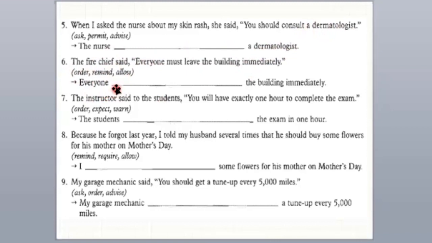The instructor said to the students, you will have exactly 1 hour to complete the exam. Okay, so "you will have" means you are expected to have. It's an expectation. We have "expect" here. The students are expected, or were expected, to finish the exam or to complete the exam in 1 hour. Okay, the students were expected to complete the exam in 1 hour.